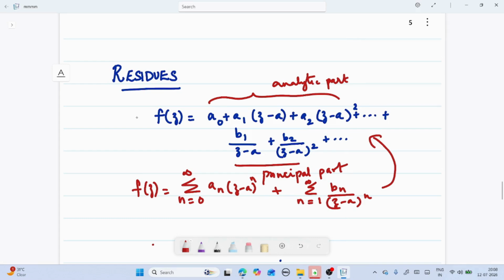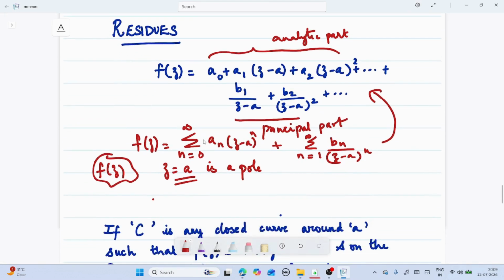When you look at the function f of z, you can see that the analytic part is where the function is well behaved and well defined. Whereas in the principal part, the function is not defined at z equal to a. So I know that for this given function f of z, z equal to a is a pole. Have that in mind.